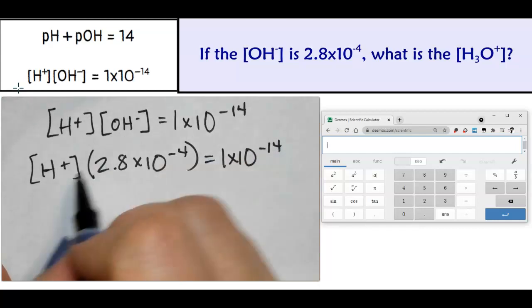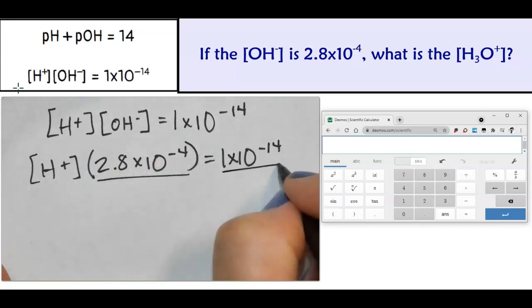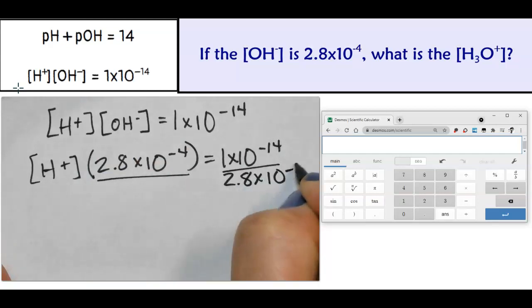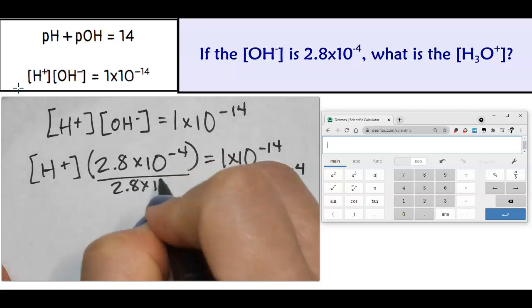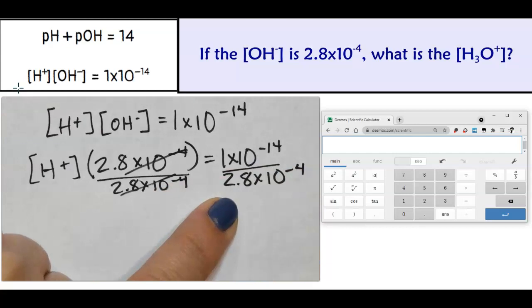So to solve this, I want to isolate hydrogen. I'm going to divide both sides by 2.8 times 10 to the negative 4. That's how it will cancel on this left side. And so type it into your calculator as this fraction right here.